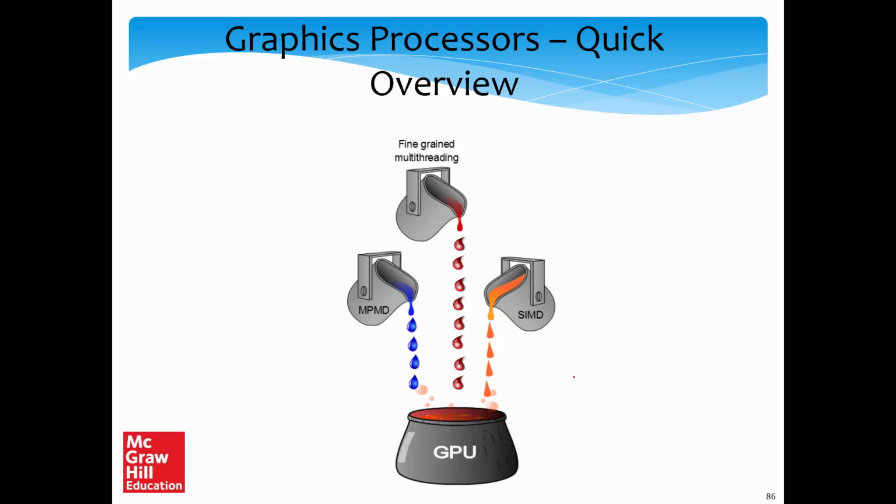Now let's take a quick detour and look at graphics processors. Graphics processors are, well, they have some multi-threaded features, some vector features, it's a mix. So before I explain this diagram, let me at least give you a very, very brief and short overview of graphics processors.